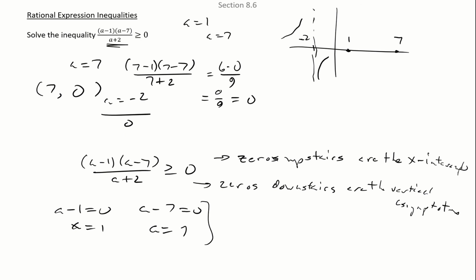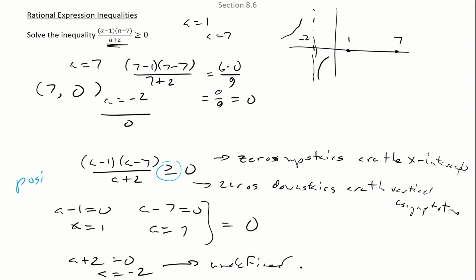And this is where the rational expression is equal to 0. However, downstairs, a plus 2 is equal to 0, so we get a is -2. This is where it's undefined. Our problem, if you go to it, look at right here. We want positive, and see that line underneath? We want equal to 0 also is okay.